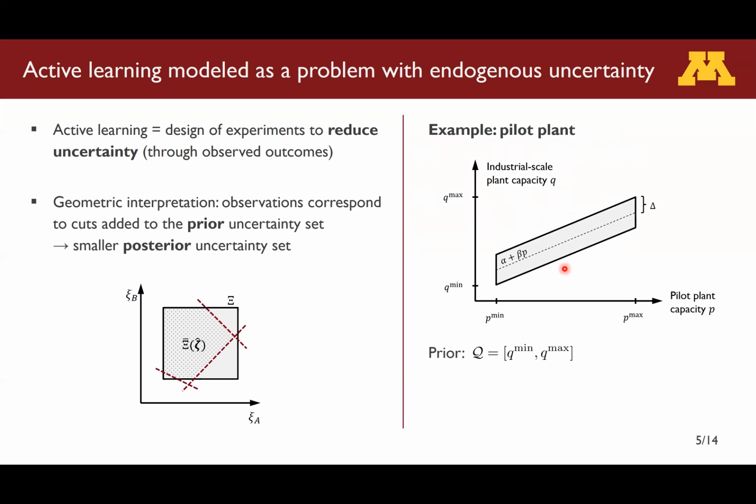So this is the uncertainty set involving both uncertain parameters, and we can see that they're clearly strongly correlated. And the prior uncertainty set for Q is this range between Q min and Q max. If we decide to build a pilot plant, then we will observe a P bar, and this P bar will result in a posterior uncertainty set for Q, which is in this range, which is much smaller. And this information can help us decide whether we want to move forward with investing in this industrial scale plant.